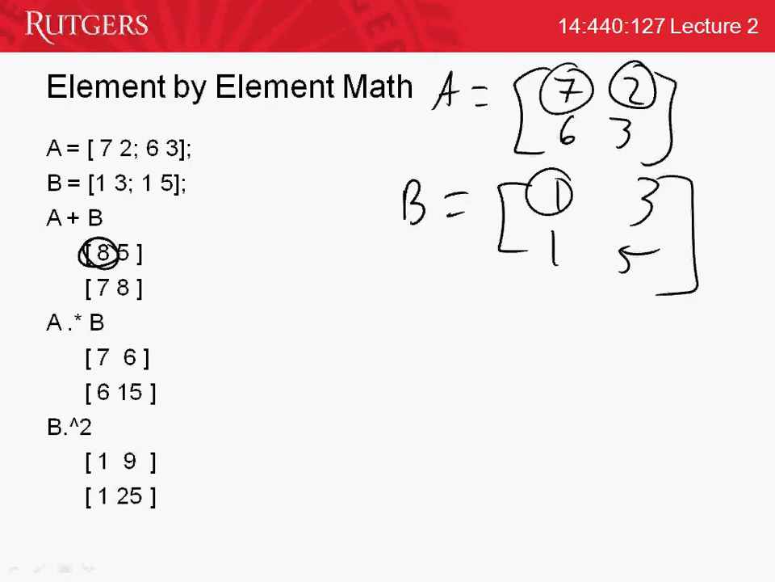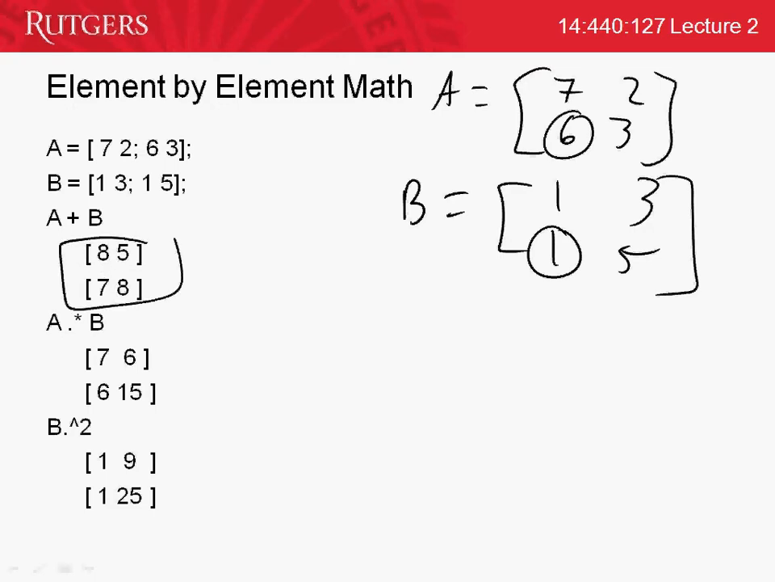The first row, second column gets added to the first row, second column. 2 plus 3 is 5, and that's our answer in the first row, second column. Okay. And now we can go look at the second row, first column. They get added together, we get 7, and so on. And we eventually end up with our answer, 8, 5, 7, 8 is our matrix.